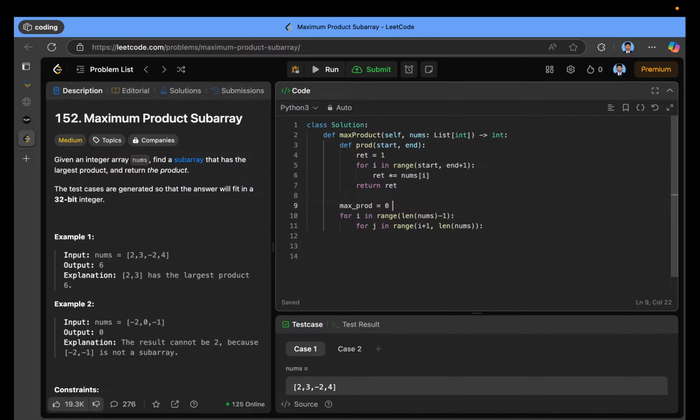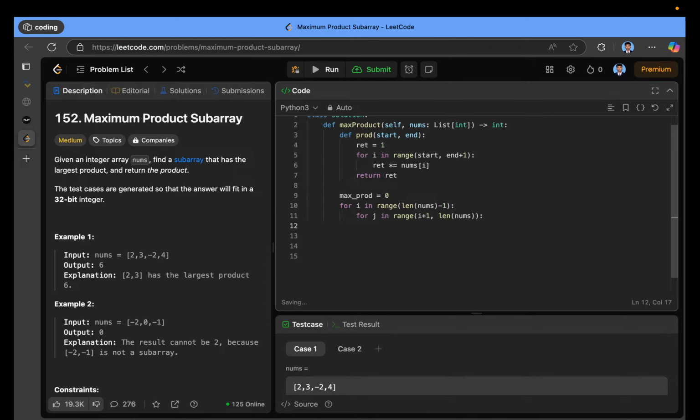So max product is 0, then max product is equal to max of max product and the function that I have made, product, in which I have to give the start, that will be i, and j will be our end. This will give me the product. Return the max product.